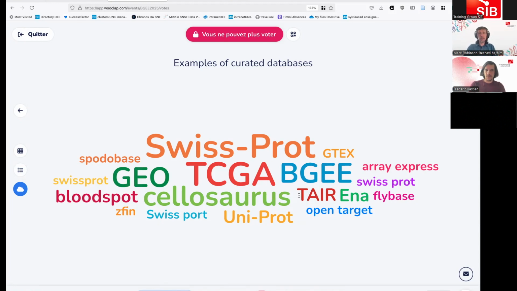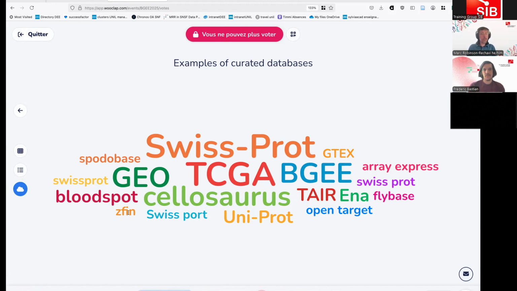TAIR and FlyBase and ZFIN are all model organism databases for respectively Arabidopsis, Drosophila, and zebrafish, Danio rerio. They are indeed curated databases with expert curators who check information about knockout phenotypes, about gene expression patterns from in situ hybridization, about different genetic lines, and so on. So these are curated databases.